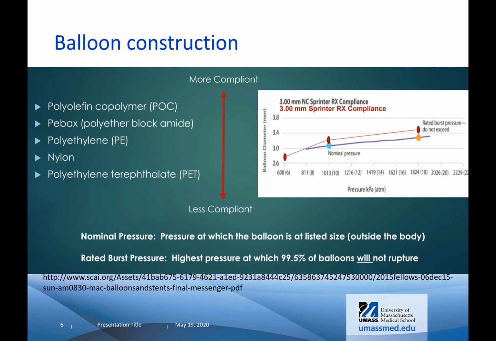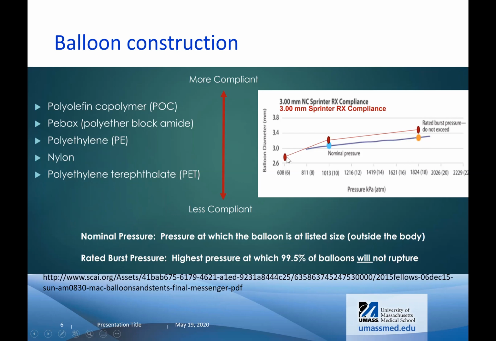Okay, so as you can see, there's atmospheric pressure on the x-axis in this graph, with 6, 8, 10, 12, going to 22, and the balloon diameter on the left side. As you can see, the compliant balloon, the red line, becomes much larger when your pressure is going up, while the non-compliant 3.0 balloon kind of stays in a similar range. It doesn't expand that much.